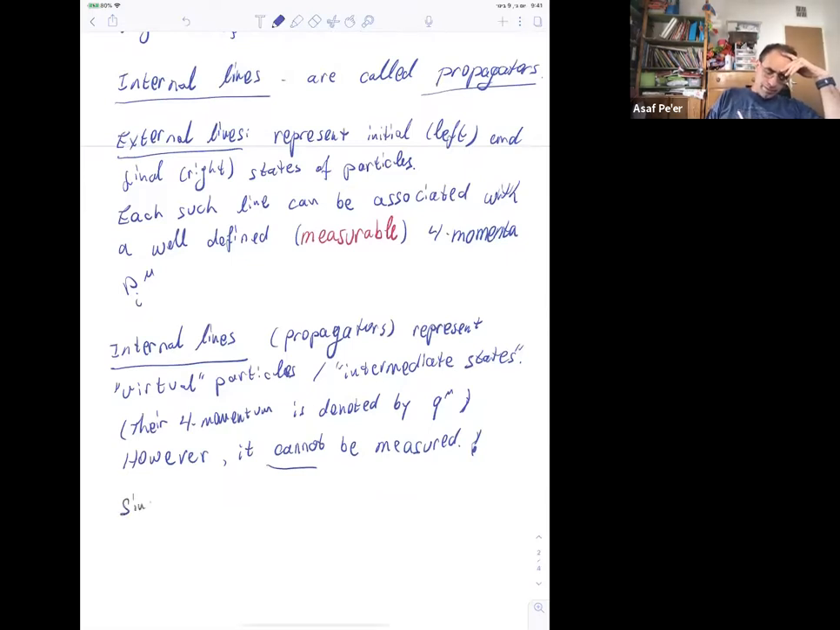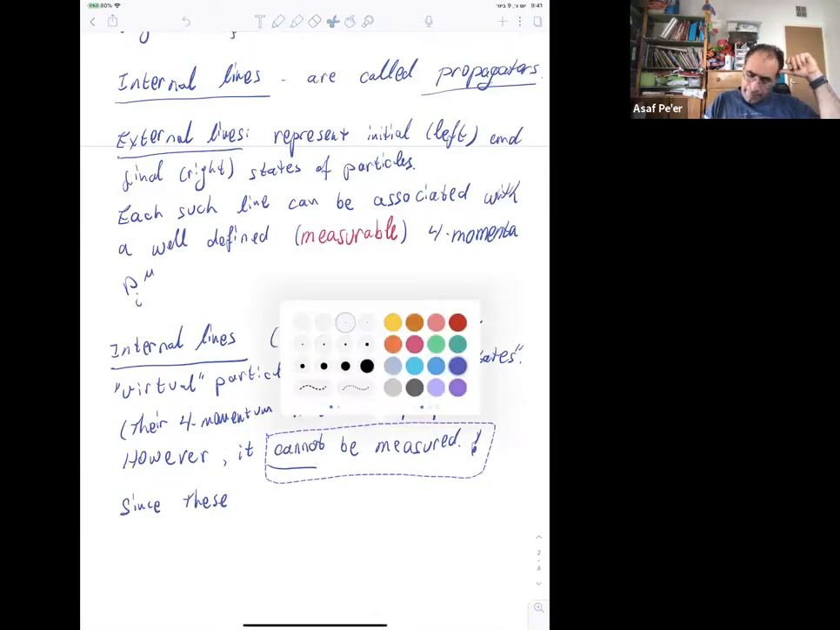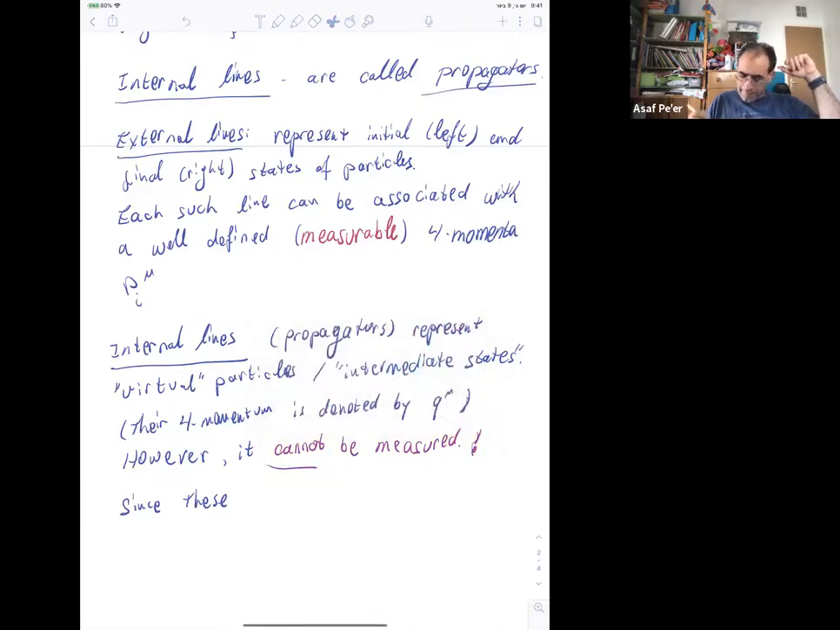Since these particles, let's see something. If I do like that. Aha, very clever.